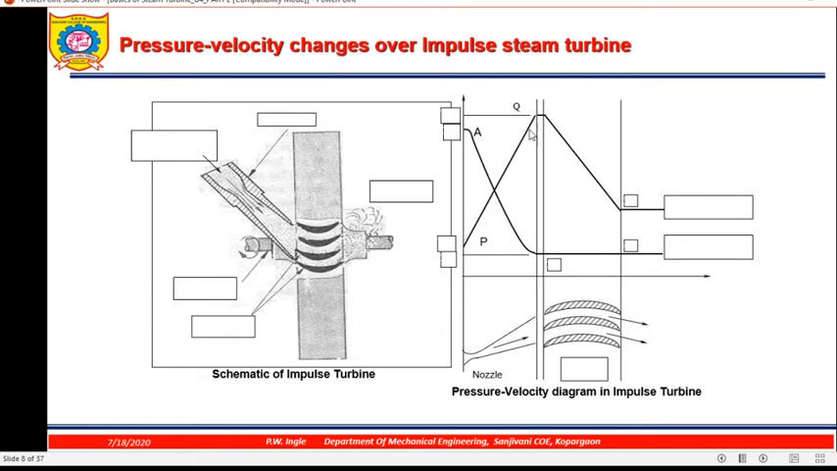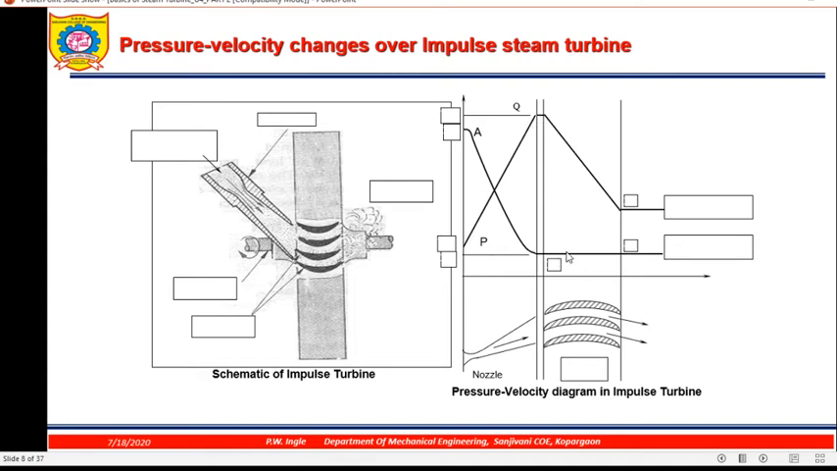Okay, and I told you the complete energy conversion is taking place in the nozzle, and pressure remains constant in the rotor. So this is what pressure remains constant. So this is the pressure curve. Okay, this is the pressure curve, and this is velocity. So one energy reduces, another energy increases. That is, pressure energy reduces, kinetic energy increases.